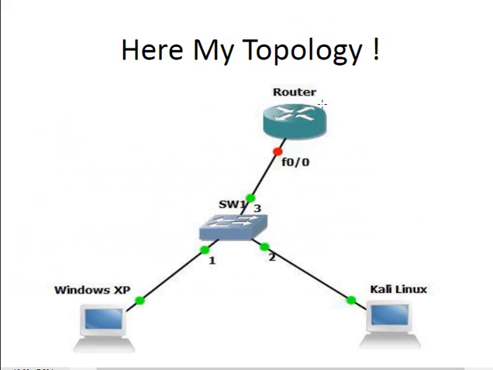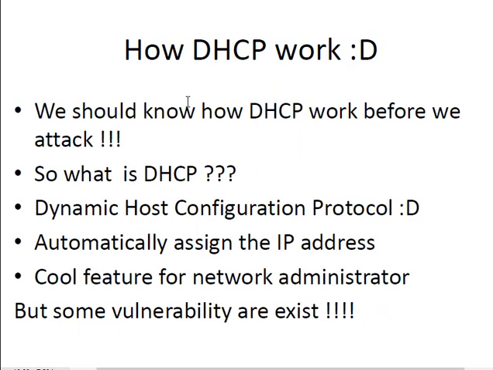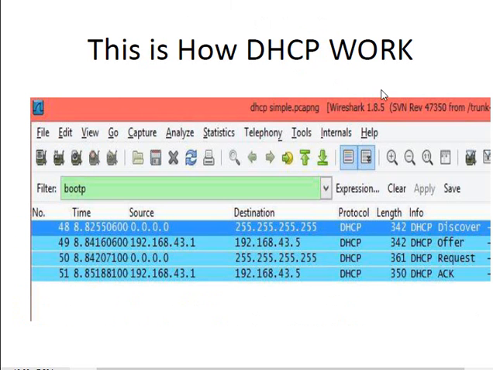Here is my topology. I use a Cisco router for my DHCP server, Windows XP for my victim, and Kali Linux for the attacker machine. Firstly, we should know how a DHCP server works, right? A DHCP server automatically assigns IP addresses to network clients. It's a cool feature for network administrators, but some vulnerabilities exist.